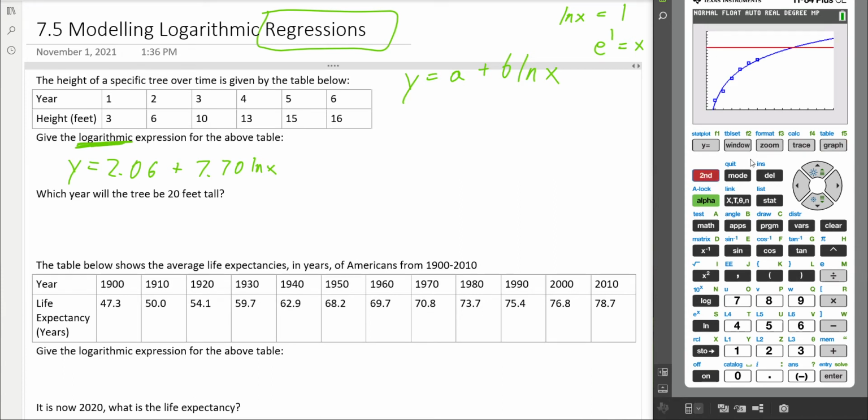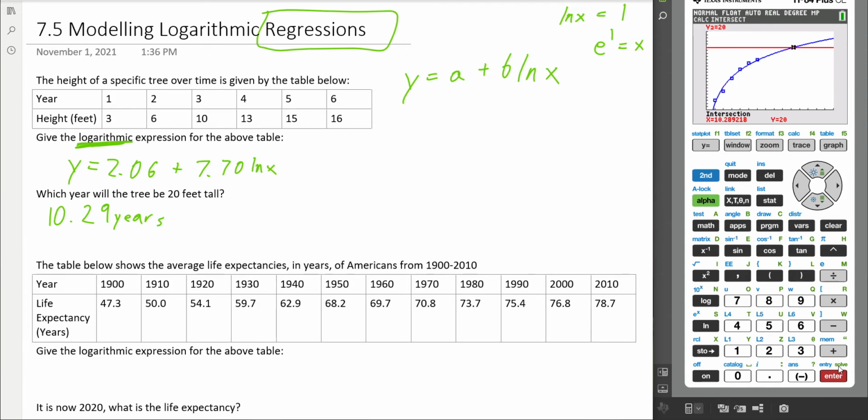There you go. Second function, calc, intersect. Now you're going to try to find the intersect point. It's right about there. Enter, enter, enter. And so, hey, look at that. I guessed pretty well. What year will it be at 20 feet tall? Well, it'll be at this point in time, this many years. However, because we're looking at which year, it'll be the 10th year. Right? So partway through the 10th year, it will reach that point.